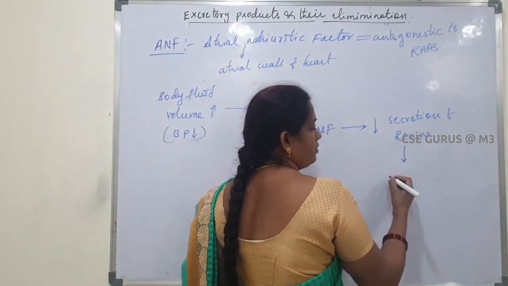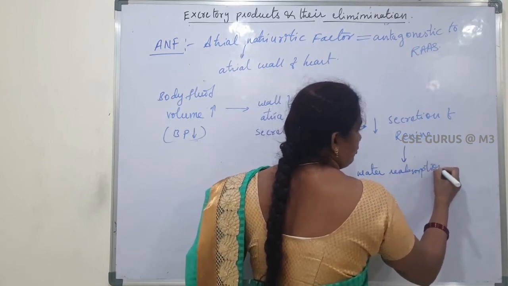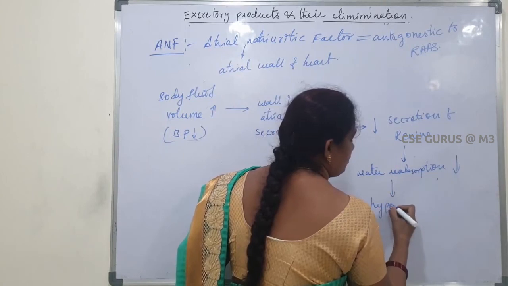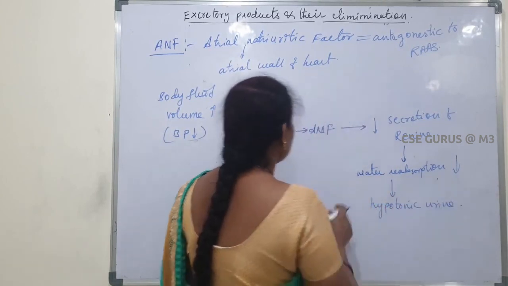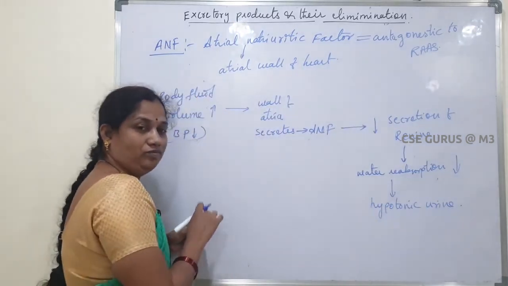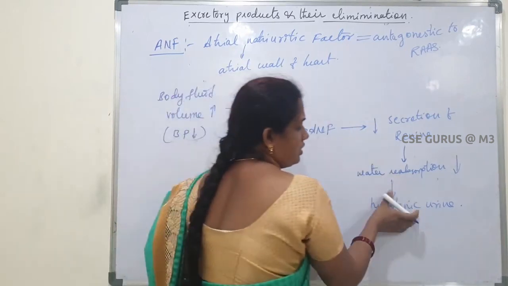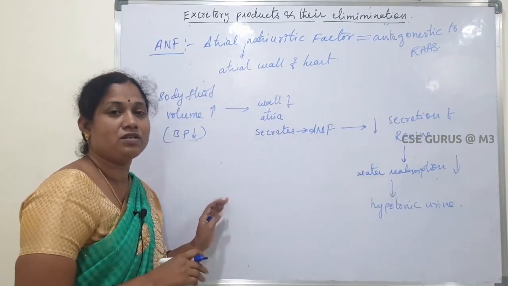So what will happen? The water reabsorption process is decreased, so finally hypotonic urine is produced. Through the hypotonic urine, the excess amount of water present here is excreted, or eliminated, to the outside. So this is the regulation of the water balance.